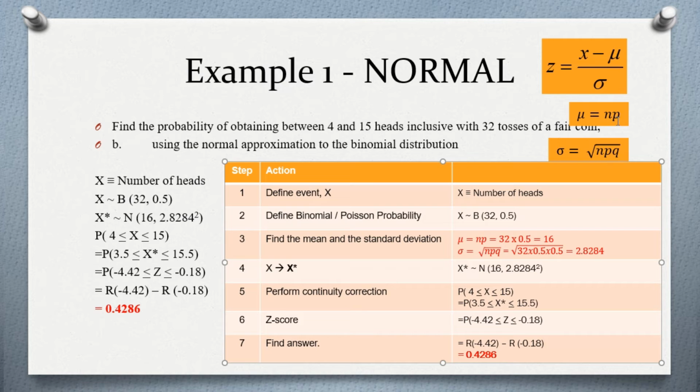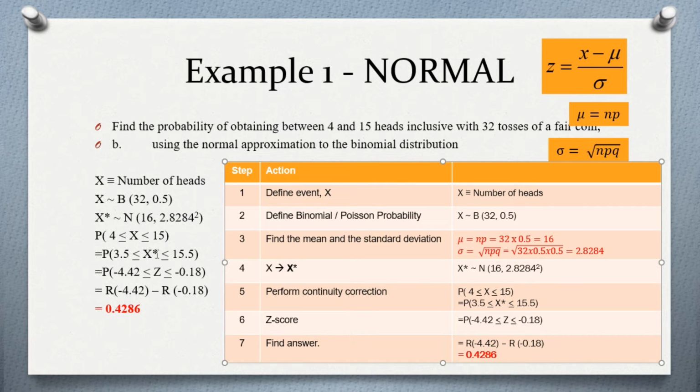How to find mean? N times P. So N times P, 32 times 0.5 gives you 16. How to find your standard deviation? Square root of NPQ. 32 times P times Q, you will get this value. So you put it in 4 decimal places, square it and put it down. So 4 and 15 inclusive, including 4 and 15 already.